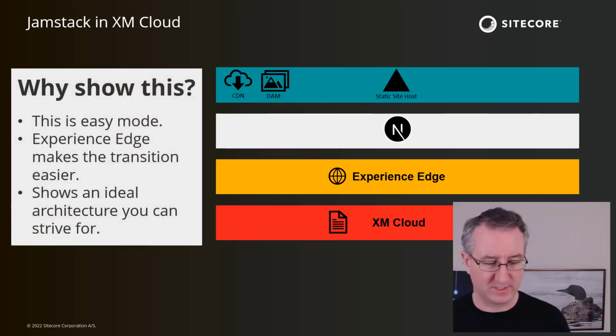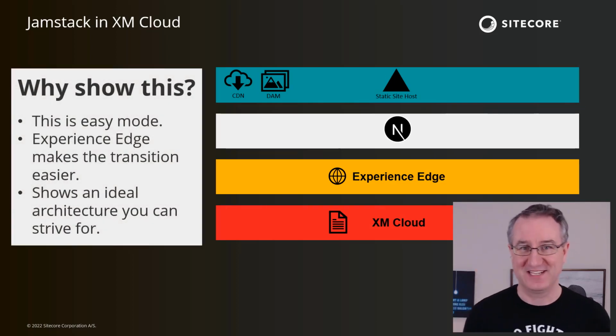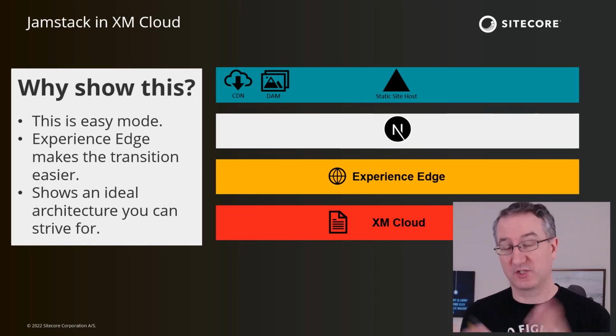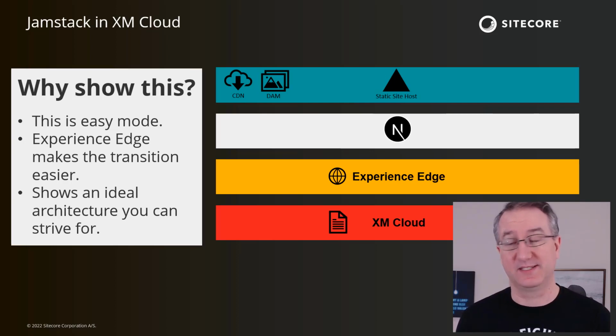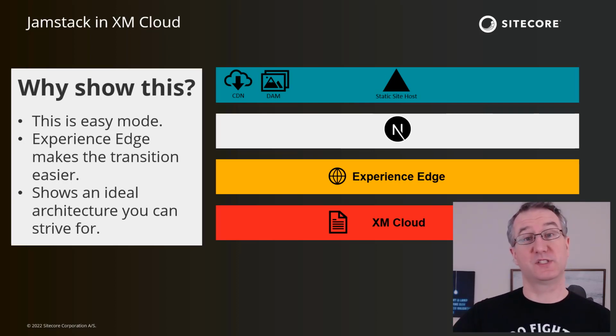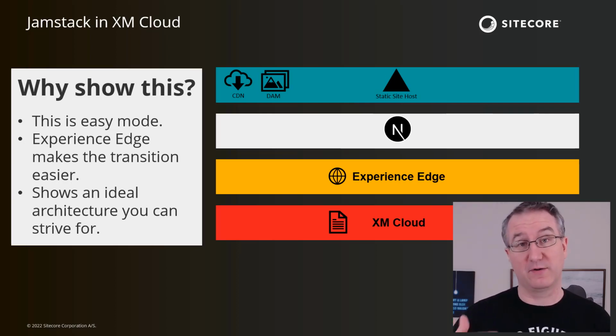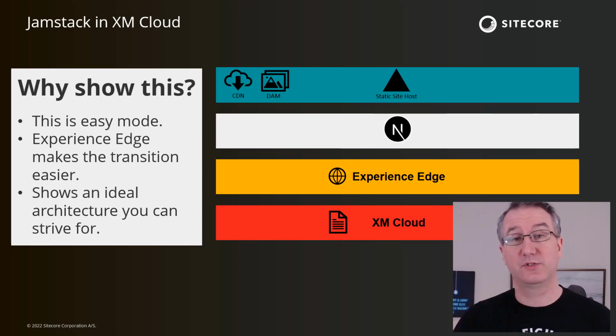So why would we show this? This seems too easy, right? We want to show the ideal state. We want to show you something that's going to make transition to XM Cloud really easy. I know most teams are not in this scenario right now, but if you can see something that looks like it's going to transition well, maybe you can figure out from where you are today how you could get to something that looks like that.